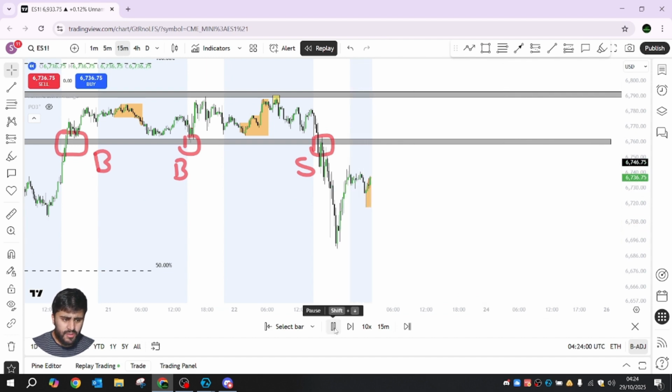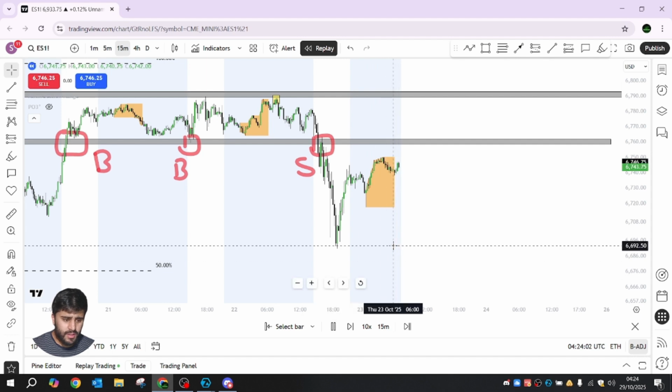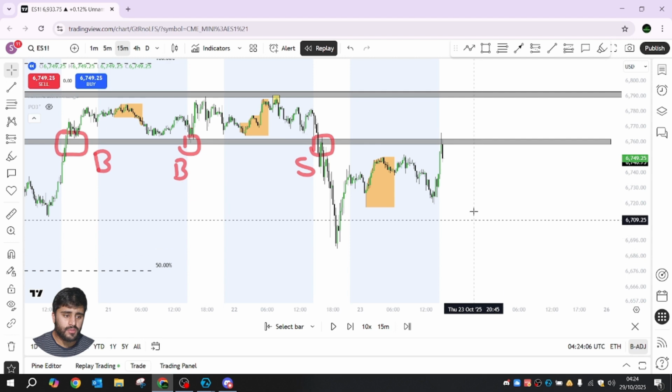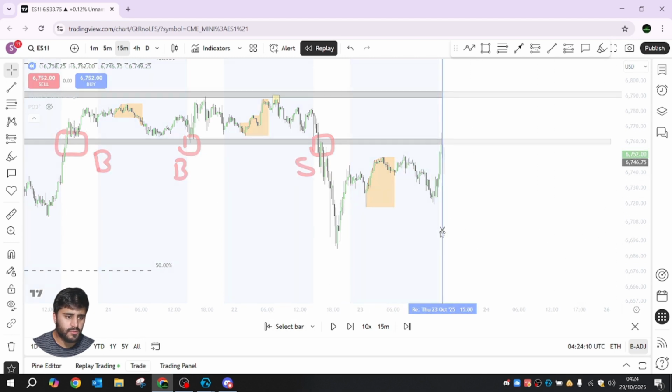So let's go into Thursday's price action. This is now Thursday, the 23rd of October. So as the market opens, here we go. So here's the market. Let's just break this down.